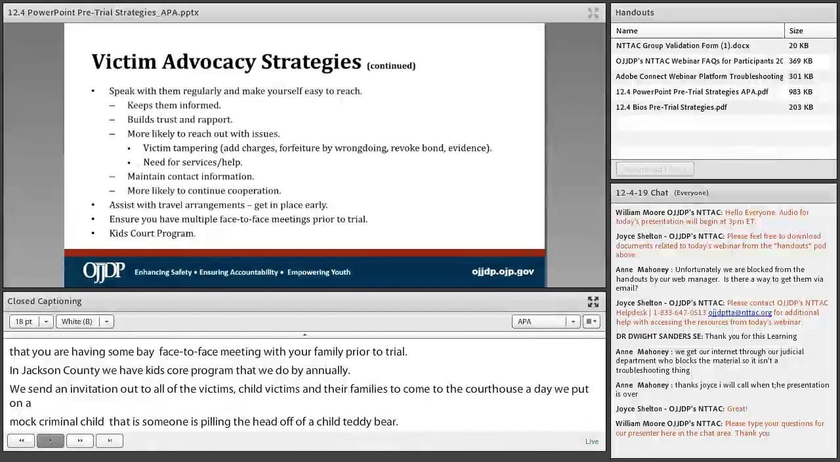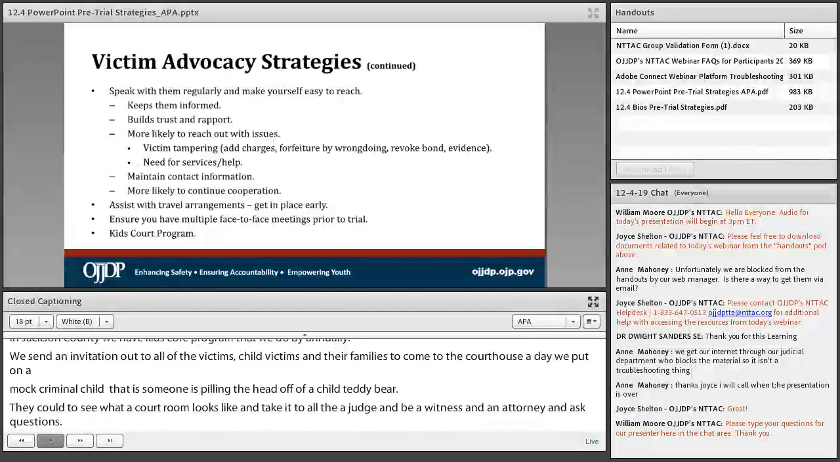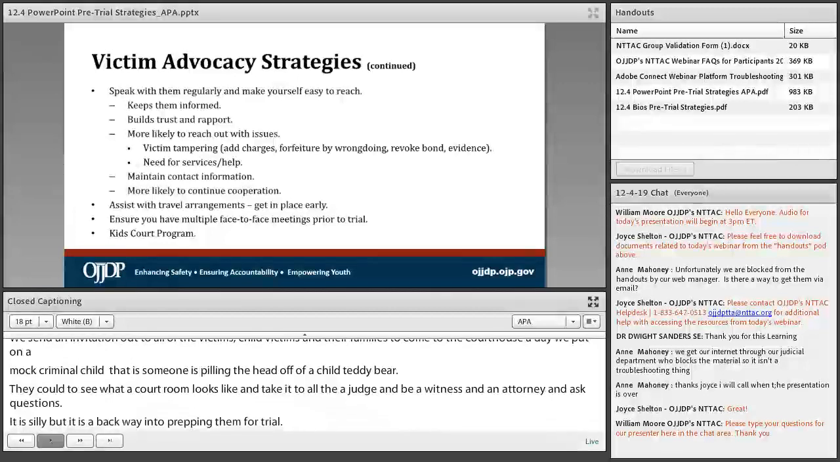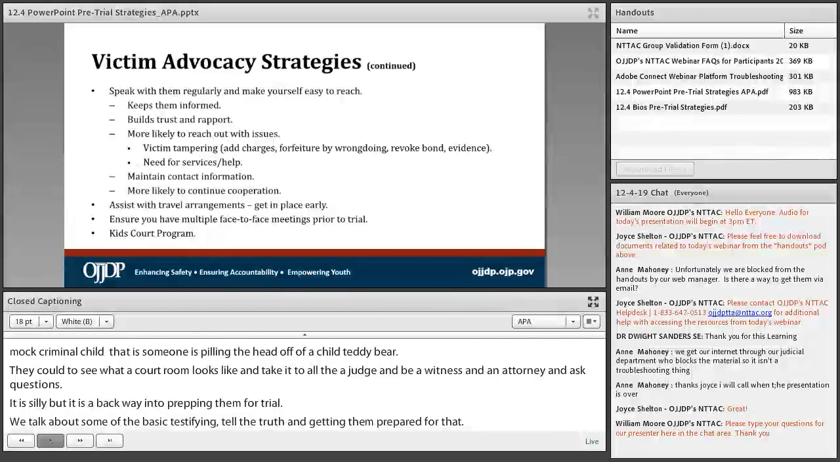And we talk about some of the basic tenets of testifying, number one being tell the truth, and getting them kind of prepared for that. So if that's not something that you all have instituted in your jurisdictions, we have found it to be very helpful in reducing some of the stress and anxiety for our kids, and quite frankly for their families as well, when they come in and they kind of see how this all may unfold.